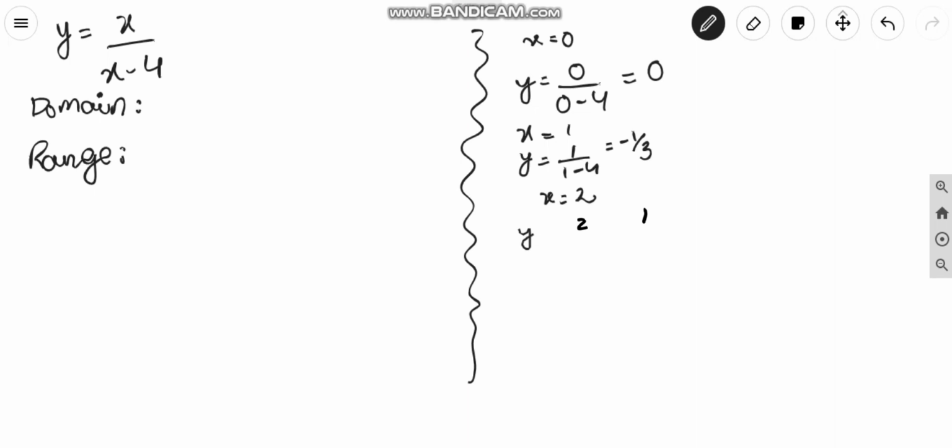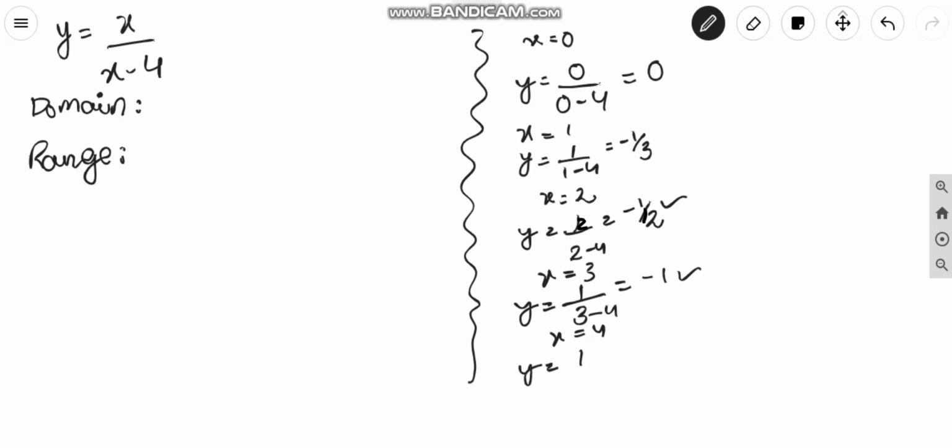X equal 2, then y is 1 over 2 minus 4, that is minus 1 over 2. This is again a real number, so we can put x equal 2. Let's try x equal 3, y is 1 over 3 minus 4, that is minus 1. So we can put 3, there is no worry about 3. So let's put x equal 4. Then our function will return 1 over 4 minus 4, that is 1 by 0, which is equal to infinity. So when we put x equal 4, our function becomes undefined, so we cannot put x equal 4.